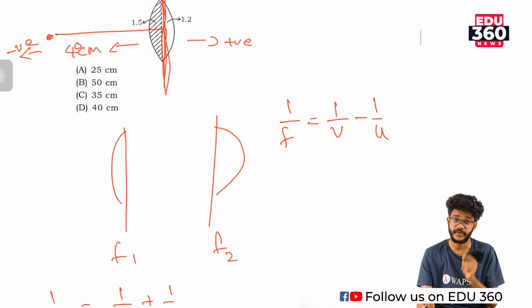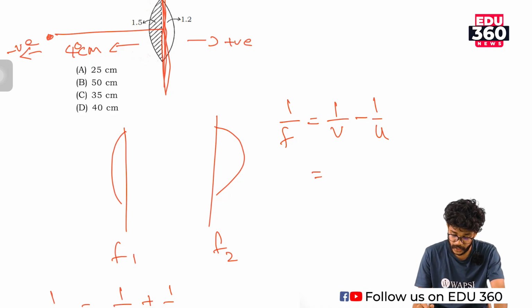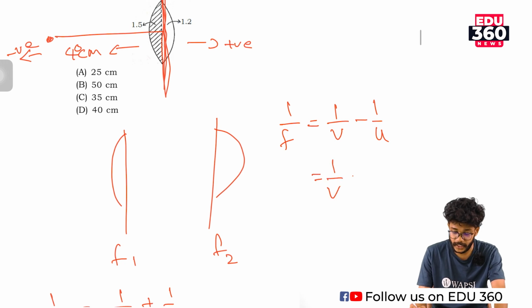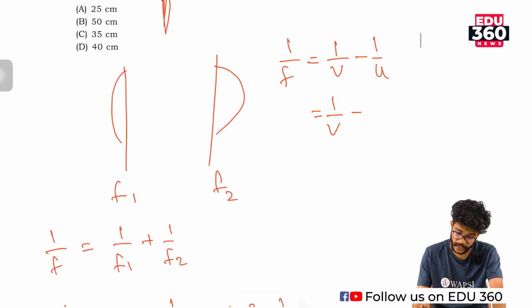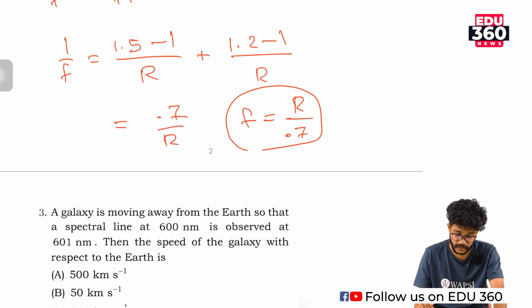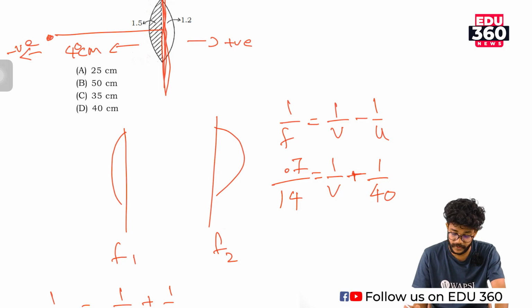Okay, we can substitute that. So 1 by v we have to find, and u is 40 centimeter from the pole, so it is minus, so it becomes 1 by v plus 1 by 40. Okay, what is 1 by f? 1 by f is nothing but 0.7 by R, and R is 14 centimeter. So 0.7 by 14 is equal to 1 by v plus 1 by 40.